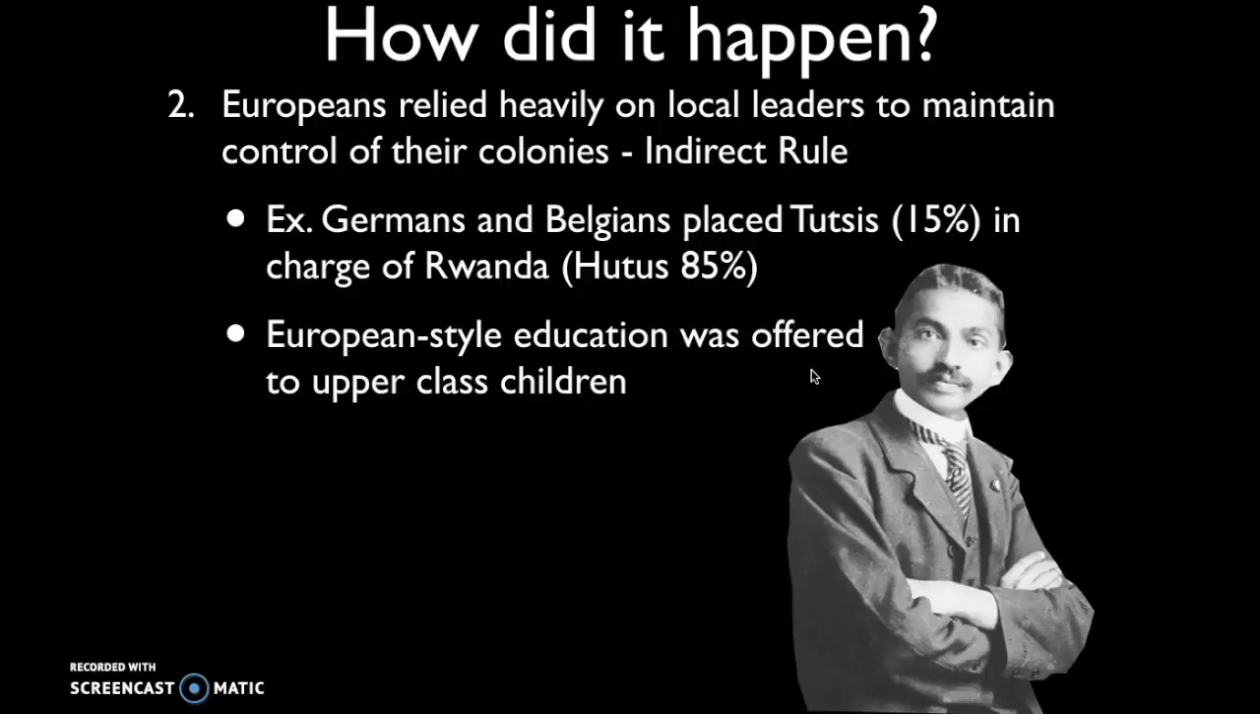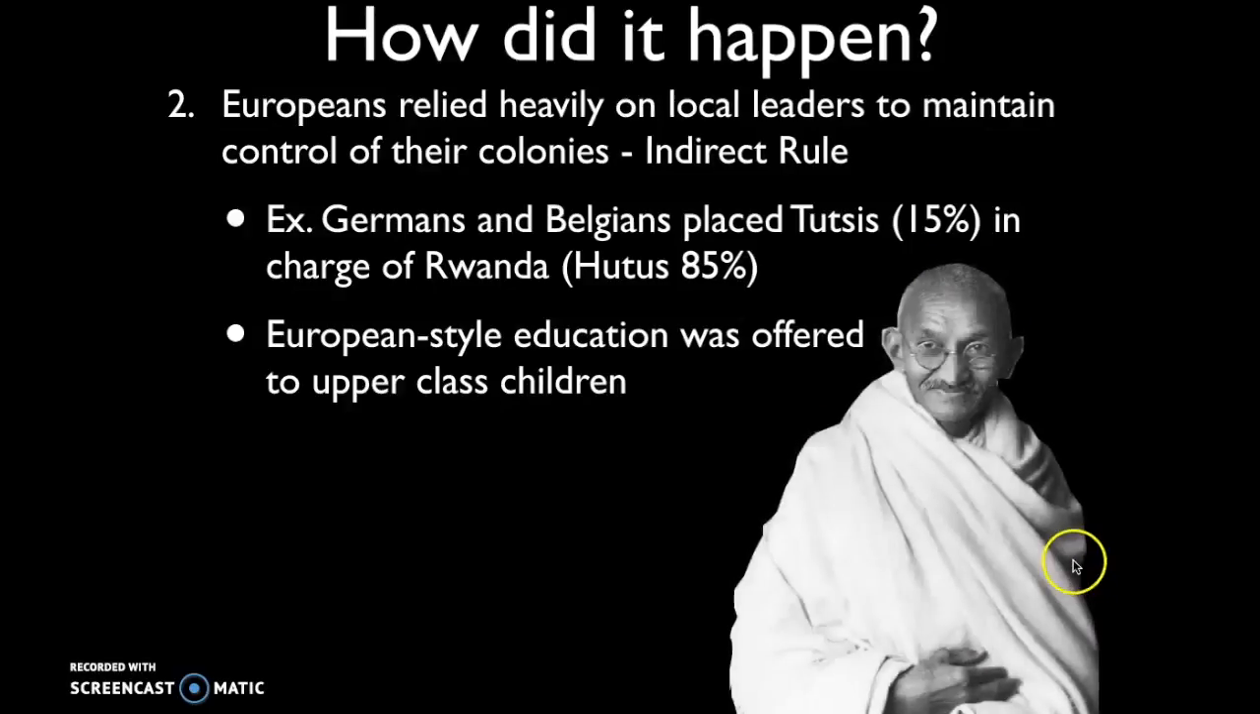Another way in which Europeans were able to maintain power and privilege for a certain group of people was through offering them European-style education. Children like this man right here, Gandhi. Now, you may not recognize Gandhi, partly because of the hair on his head and also the more Western style attire that he's wearing.